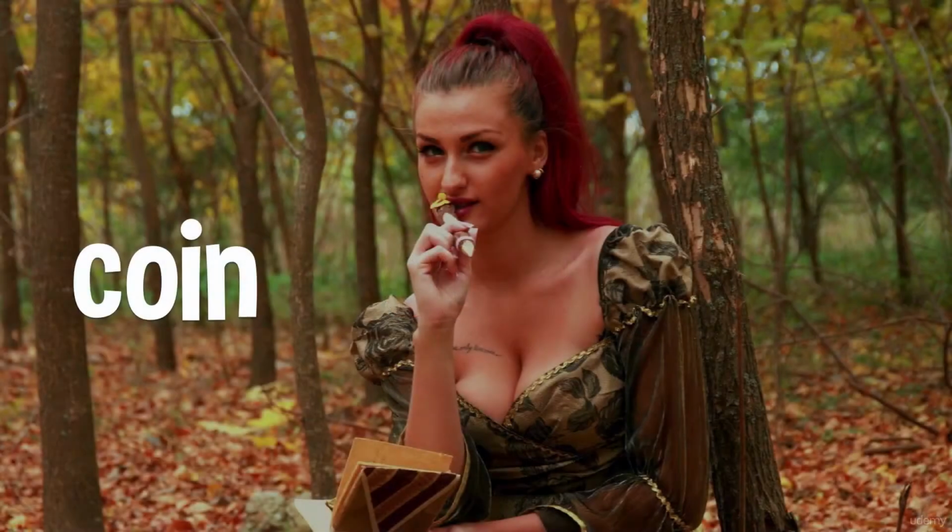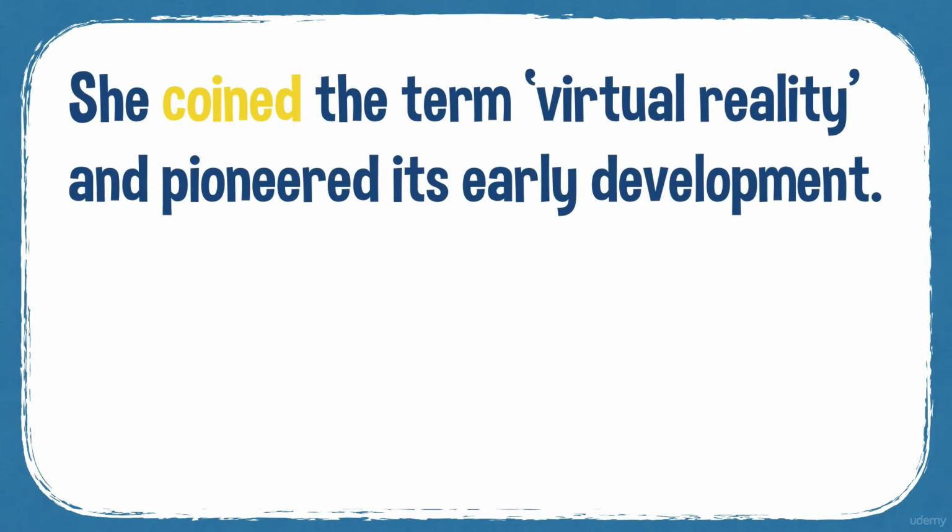And the next phrase, coin. Coin. Now, of course, a coin is a piece of metal, which is money, but as a verb, if you coin something, if you coin a phrase, or if you coin a word, then you're the first person to say it. And here's a poet from maybe hundreds of years ago in the forests writing a poem, and she's the first person to coin a phrase. She's making something up. She coined the term virtual reality and pioneered its early development.